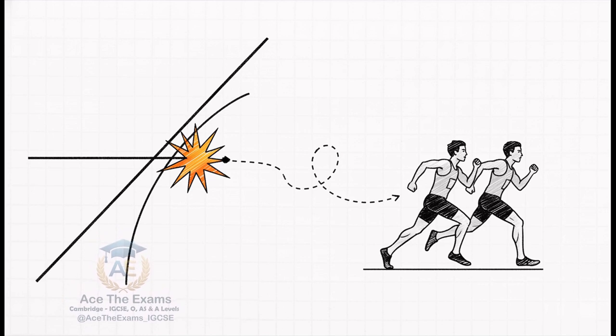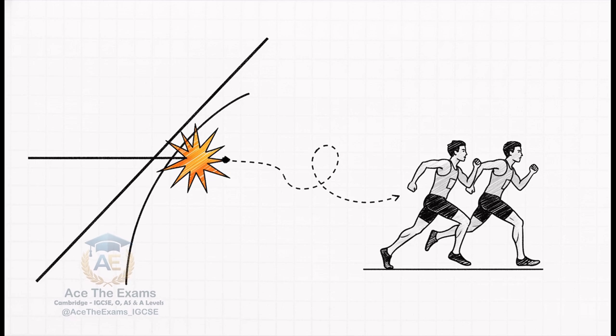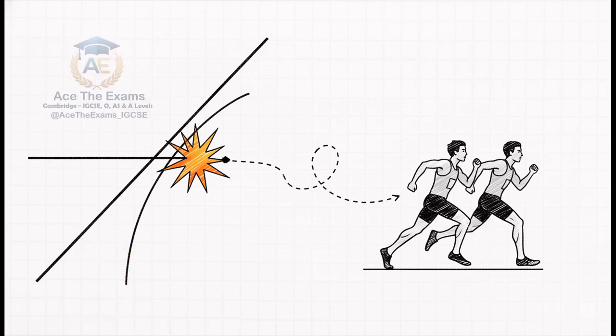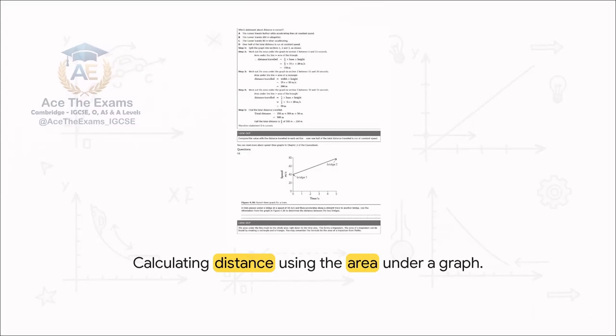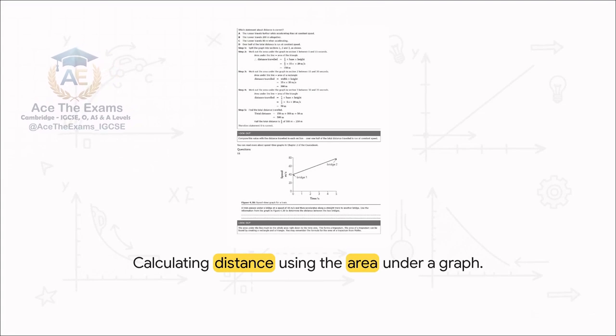Whenever you see lines cross, look down at the time axis, look across to the distance axis, and you know exactly when and where the action happened. Now here's a concept that is practically guaranteed to show up on your paper.